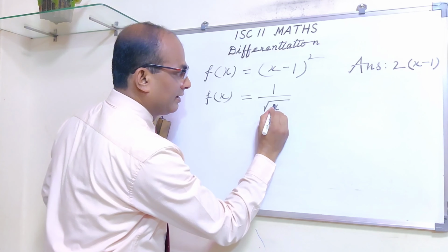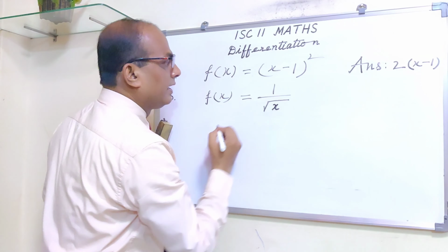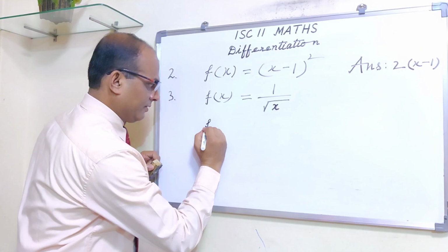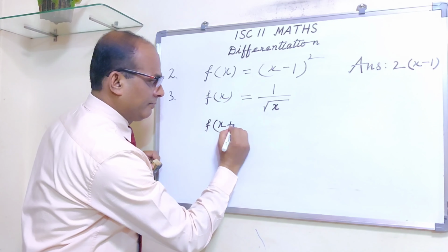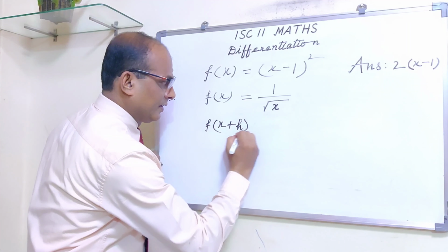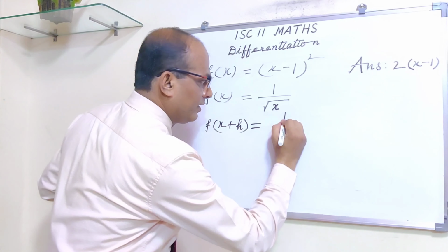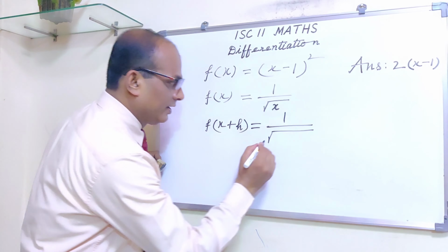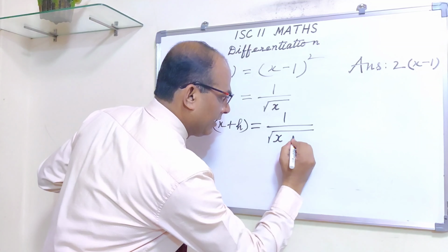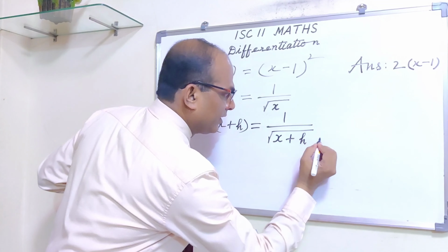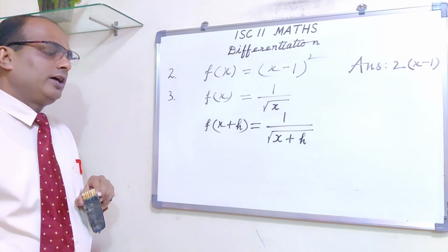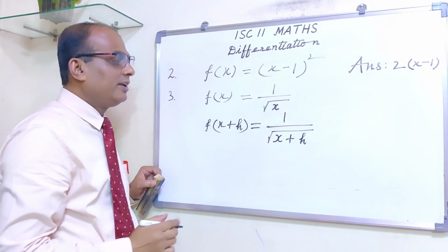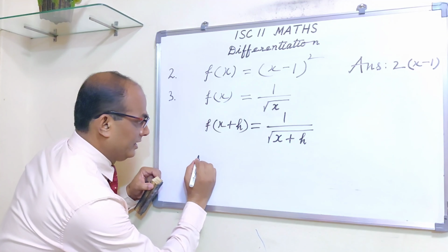This is x. f(x) is given. Let us find out f(x plus h). So f(x plus h) is equal to 1 over root x, where x will be replaced by x plus h. So 1 upon root of x plus h. Alright, this is f(x plus h). Now in the formula, we will substitute this f(x plus h) and this f(x).